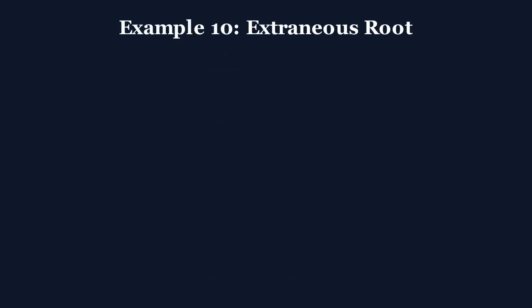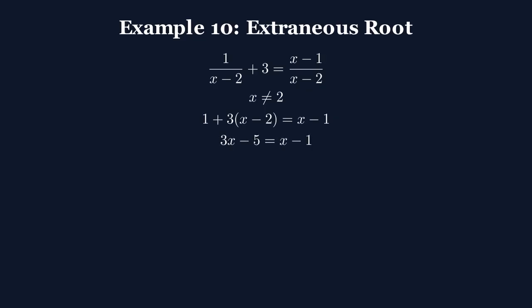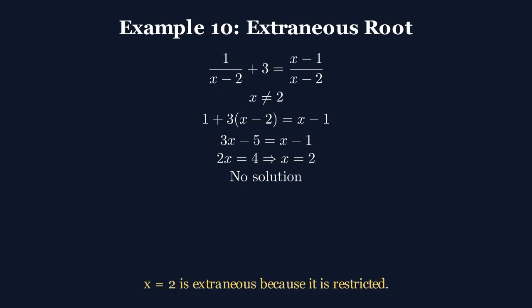Example 10. Solve 1 over x minus 2 plus 3 equals x minus 1 over x minus 2. The restriction is x cannot equal 2. Multiply every term by x minus 2. We get 1 plus 3 times x minus 2 equals x minus 1. Simplify to 3x minus 5 equals x minus 1. Then 2x equals 4, so x equals 2. But x equals 2 is restricted, so it is extraneous. The equation has no solution.